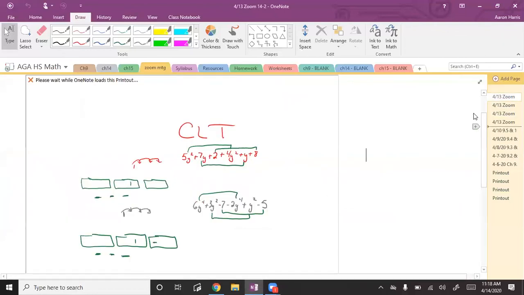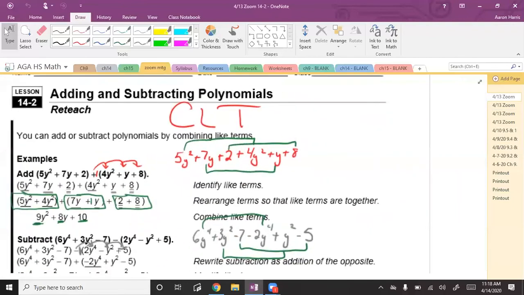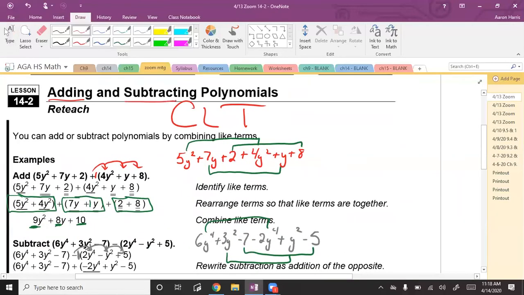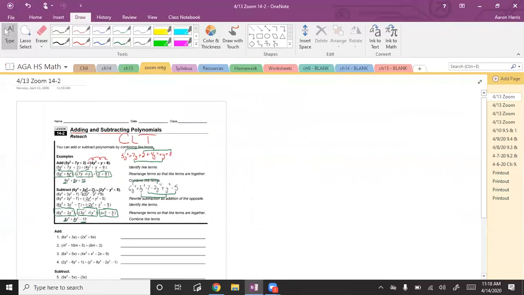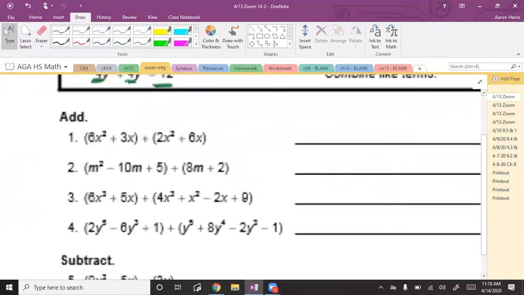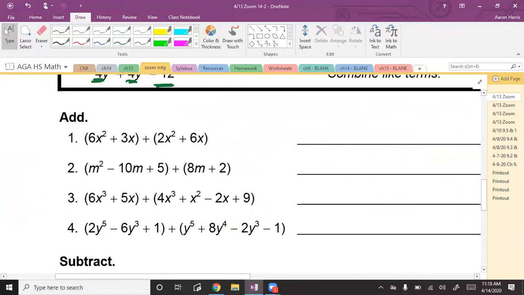So now, 14.2 is adding and subtracting. So combine like terms all day long, okay? So if I come down here and I want to add these 2, remember there's a 1 right here, plus 1. If I distribute a 1 in there, did anything happen? No. Since nothing happened to it, I'm able to do 6x squared plus 3x plus 2x squared plus 6x.